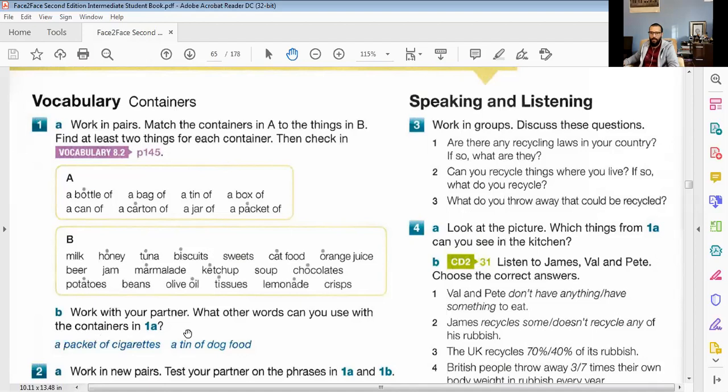Or for example, instead of saying, I've got some oil, I've got a lot of oil, I've got a bit of oil, it's still not clear how much you've got exactly. But if you say, for example, I've got a bottle of oil, I've got two bottles of olive oil, I've got three bottles of olive oil, suddenly it becomes really clear for the listener what you're talking about. So this is the idea with containers.